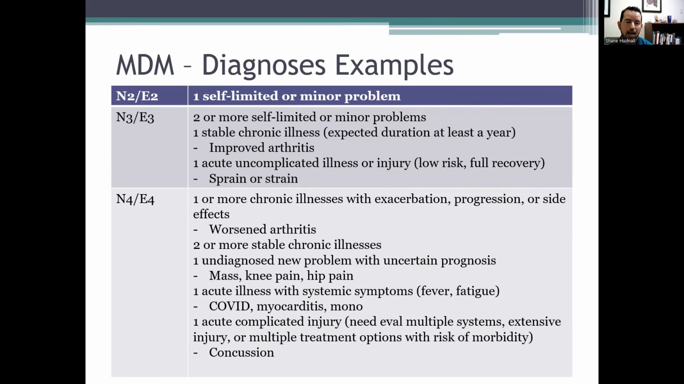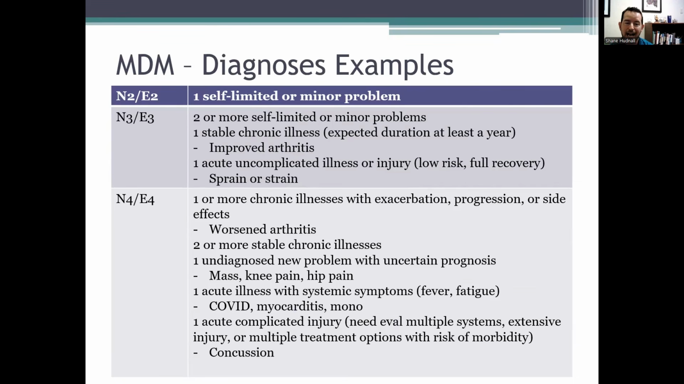Having 2 or more stable chronic illnesses, so those adding together. One undiagnosed new problem with uncertain prognosis. So if you have someone that you identify has a mass or uncertain what that is, knee pain that's not clear cut what it is, or hip pain. Then another category would be an acute illness with systemic symptoms. So COVID, myocarditis, mononucleosis are good examples of that.